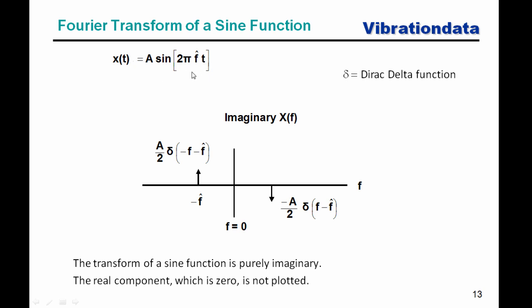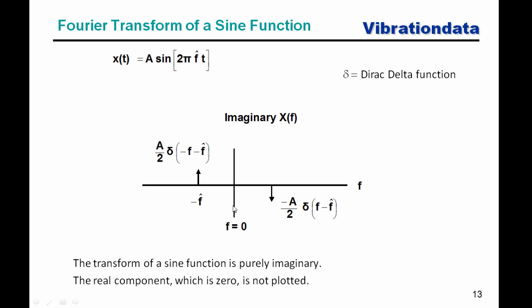So what happens if we take a mathematician's Fourier transform of a pure sine function? Since it's a pure sine and since it has 0 phase, the Fourier transform will be strictly imaginary. So the real Fourier transform will be 0 across the board. I'm not going to show you that plot. I'm just going to show you the imaginary. So here we have the f is equal to 0 line. This is the frequency.